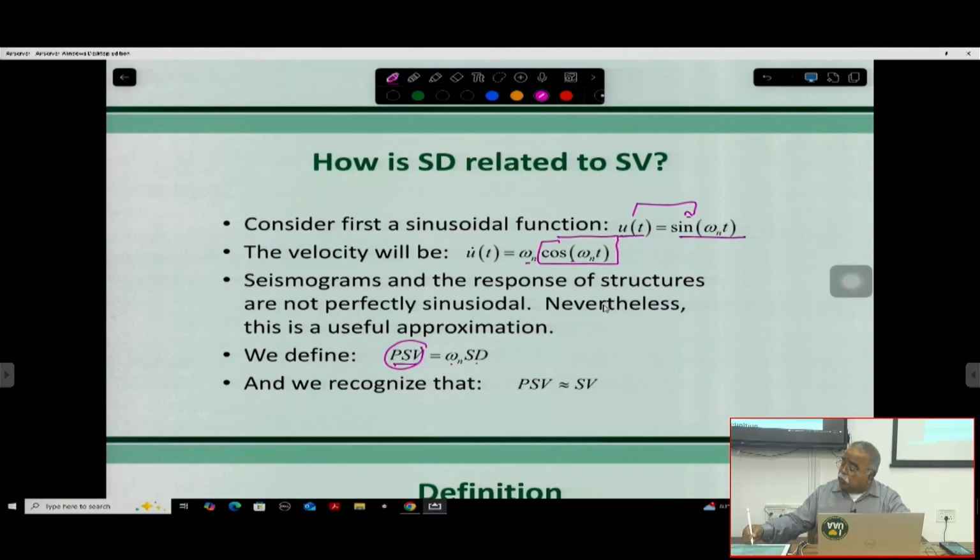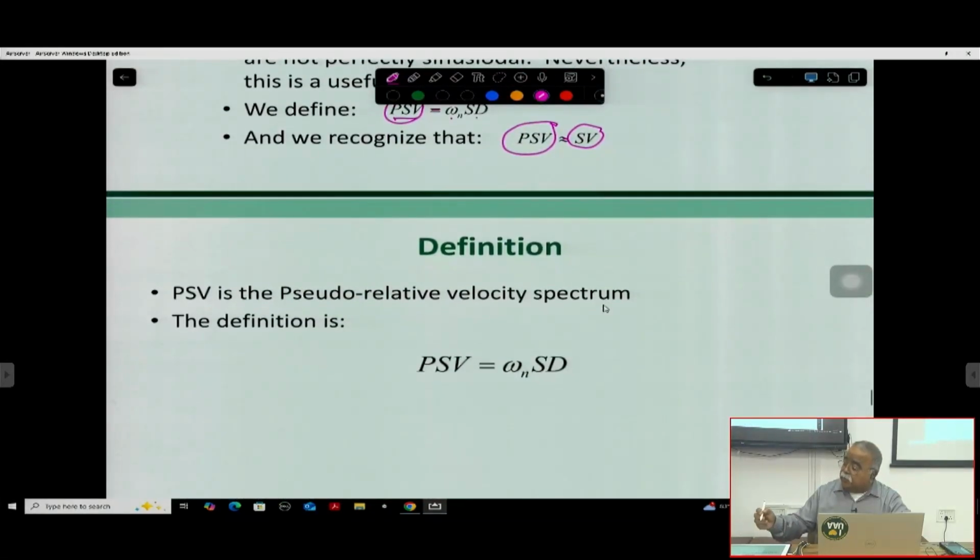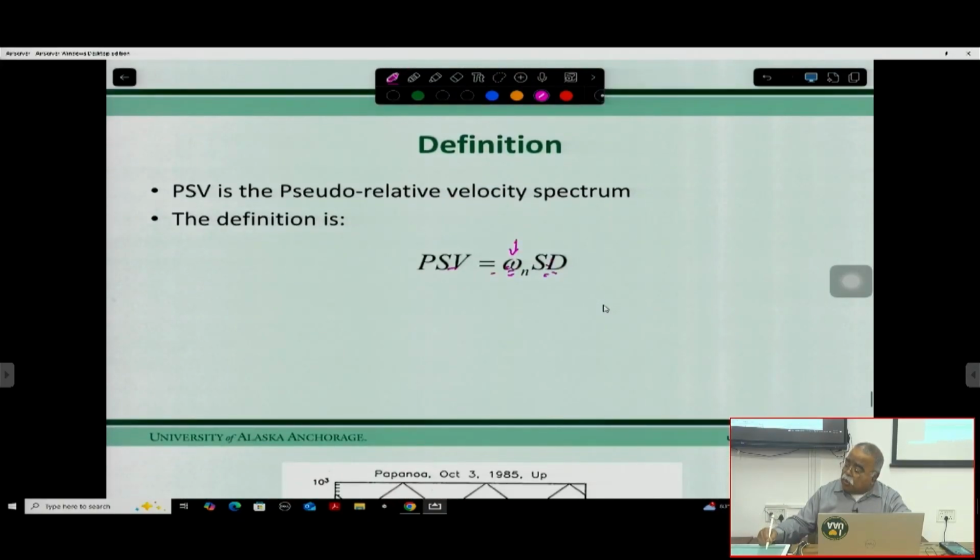So we recognize that this PSV will be equal to SV. Both will be the same if omega n is a very small value, then this will be equal to omega n into SD, right? So that will be equal to our SV values. So PSV equals omega n into SD. So how do we calculate that?